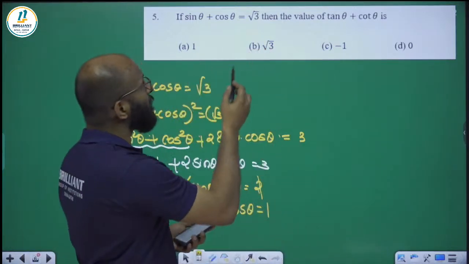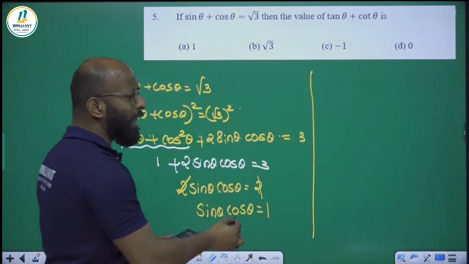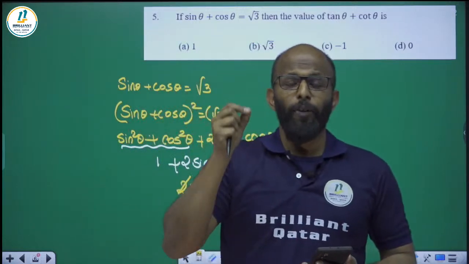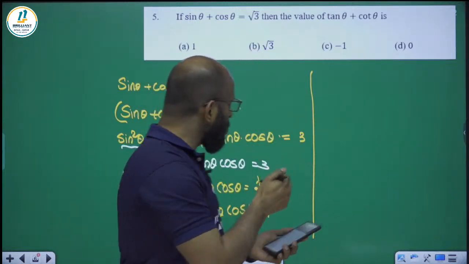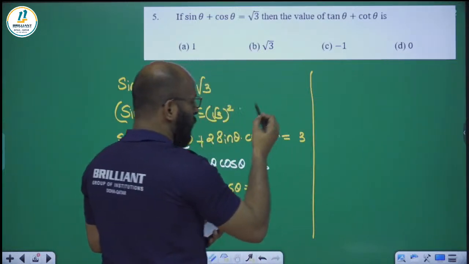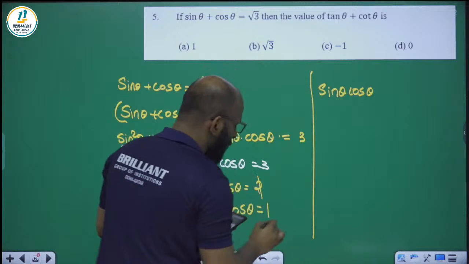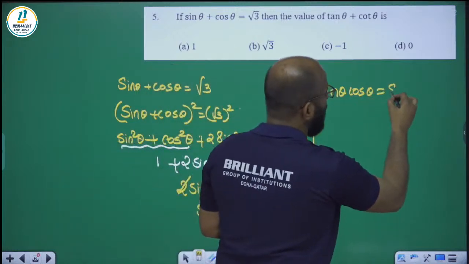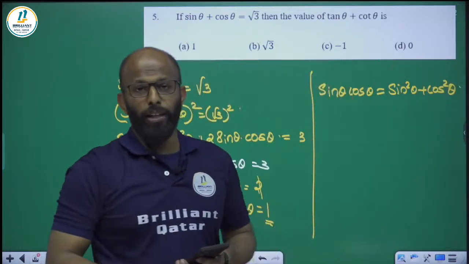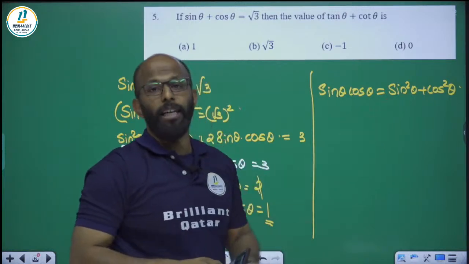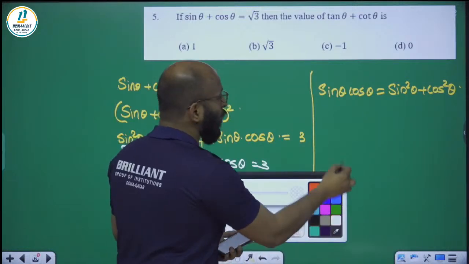Now we need to find the tan theta plus cot theta value. What I'm going to do is, from the first identity, we can replace this 1 by sin square theta plus cos square theta, because the left hand side of that first identity is sin square theta plus cos square theta, which is equal to 1. So sin theta cos theta is equal to sin square theta plus cos square theta. Next step, on both sides I'm going to divide by sin theta cos theta.